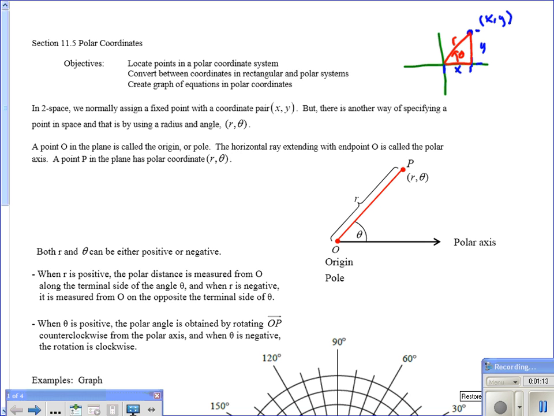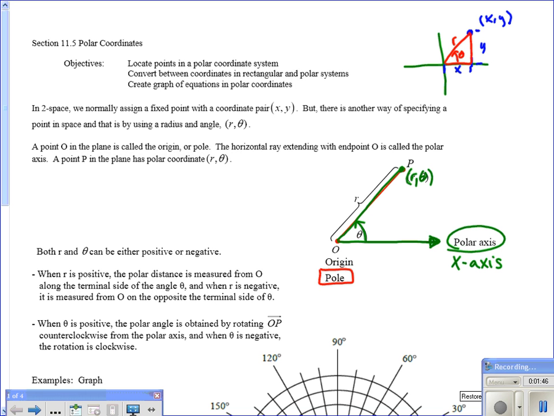So the first thing we need to talk about is that the origin, instead of being called the origin, is called the pole, and the x-axis that extends to the right is called your polar axis. So that's the x-axis. This distance from here to here is your distance of r, and this would be the angle theta. So that gives you your r comma theta.